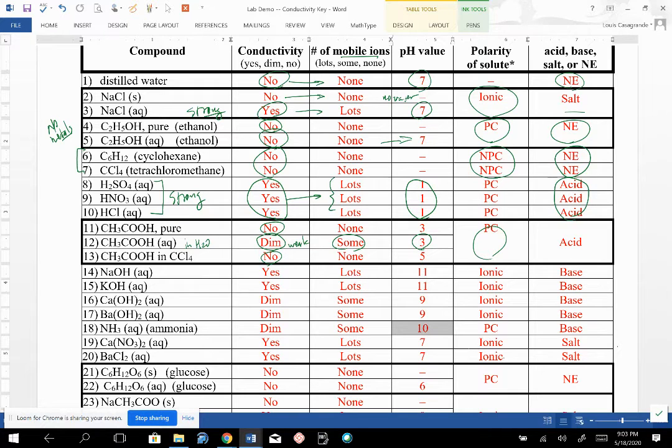And sorry about that jumping of the PC there. It is an acid, however. It's an acid, and we know it's an acid because it's got that H at the end. The COOH makes it an acid.